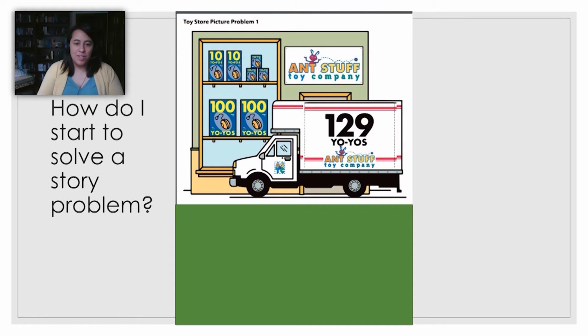For example, I noticed that this is a toy company, and it looks like they're selling yo-yos in boxes of hundreds, tens, and ones. It looks like there's some sort of delivery truck outside of the toy store that has, I'm guessing, 129 yo-yos in it, because that's what it says. Let's see what the story is about.